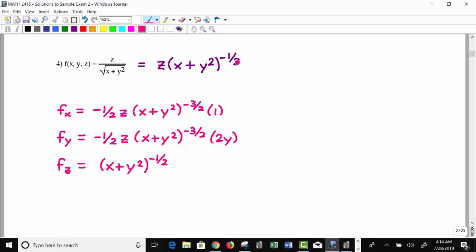And then we'd bring the exponent down, negative 1/2. We would subtract 1 from that exponent, which makes negative 3/2. And then right here, this 1, that's the derivative of the inside. Remember the chain rule. With respect to x would be 1.